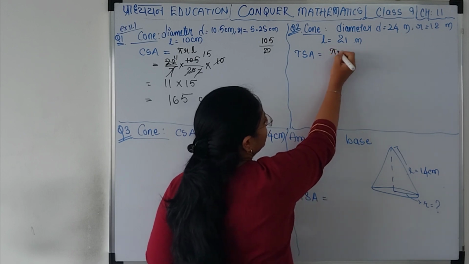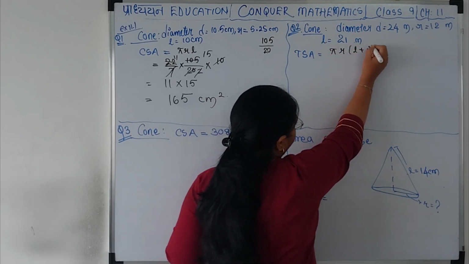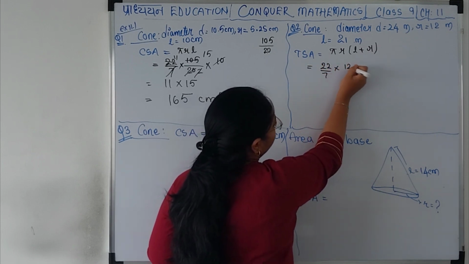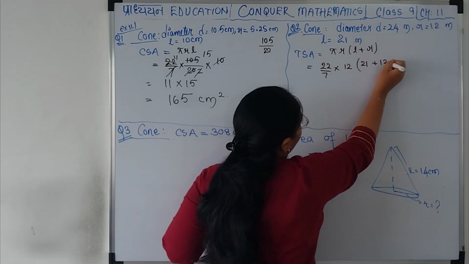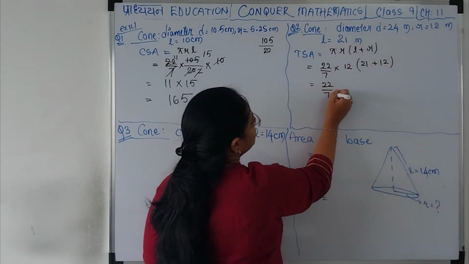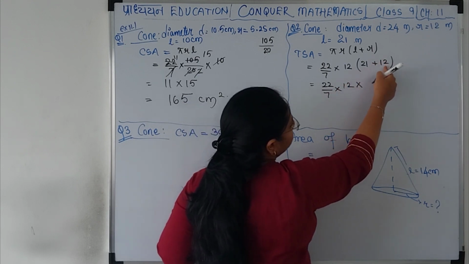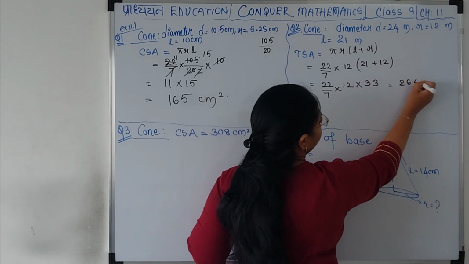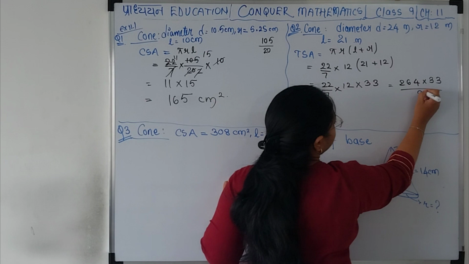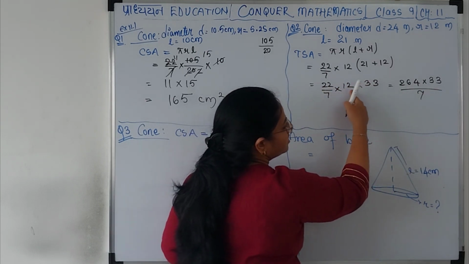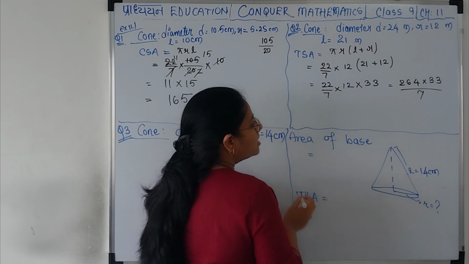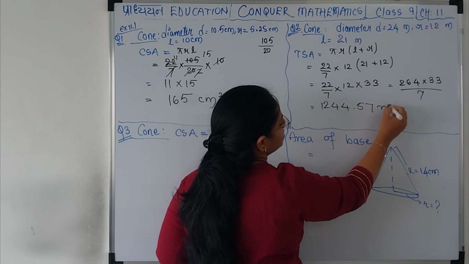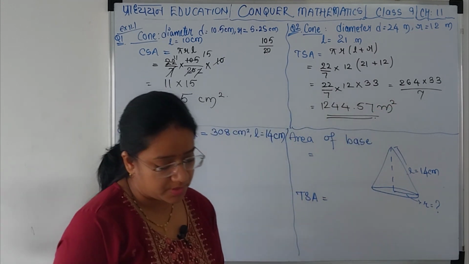So TSA can be found using pi r (l plus r). We get pi as 22 by 7, radius is 12, l is 21, radius is 12. So what we get here is 22 by 7 into 12 into (21 plus 12), which is 33. This is equal to 264 into 33 upon 7. Simply I multiply 22 by 12 and then multiply that number by 33 and divide it by 7. This will give you 1244.57 meters squared.